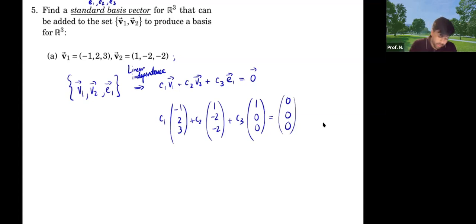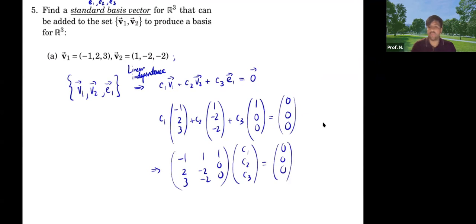And what do we get again? System of equations: -1, 2, 3, 1, -2, -2, 1, 0, 0, with C1, C2, C3 and 0, 0, 0. So there are so many ways to think about this. And Satar, you're right. What you could have done is just create a matrix where the columns are the vectors themselves, which is exactly what we just did.